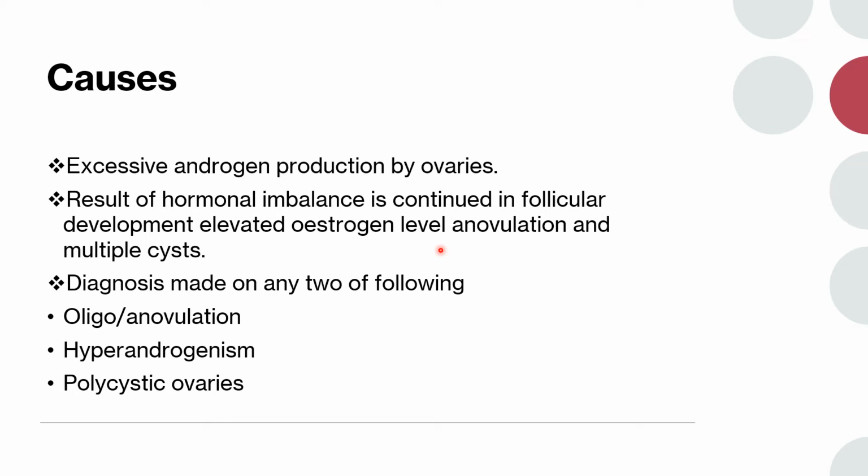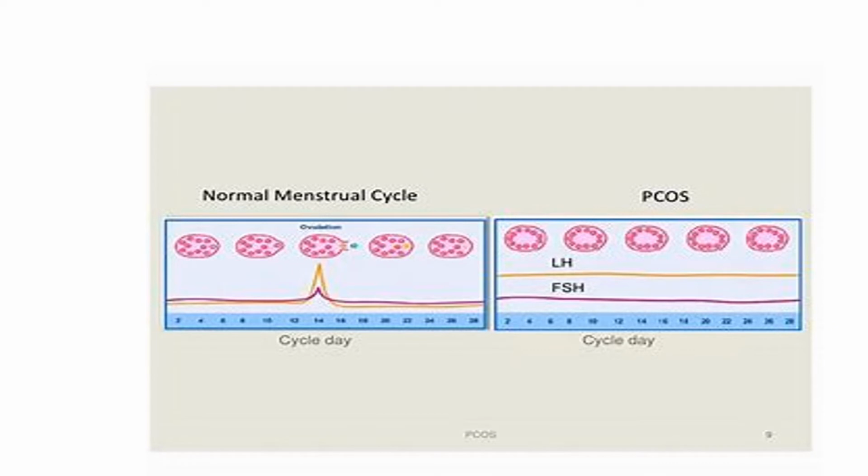So how do we make the diagnosis, how will we find out that PCOS is present in the woman? The diagnosis is made on any two of the following: oligo or anovulation. Oligo means less ovulation, fewer cycles of ovulation. Anovulation means absence of ovulation. And hyperandrogenism, the excessive androgen levels which I have previously said, and polycystic ovaries, where there are many cysts on the ovaries. With this we can find out that a woman is suffering with PCOS.